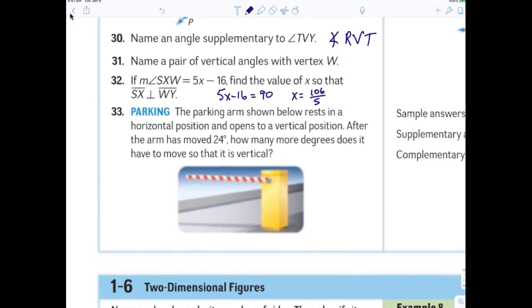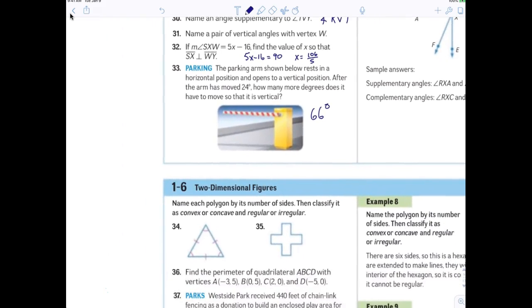So it says the parking arm shown below rests in a horizontal position and opens to a vertical position. After the arm has moved 24 degrees, how many more degrees does it have so that it's vertical? Obviously what? 66 degrees. All right, they would be complementary.